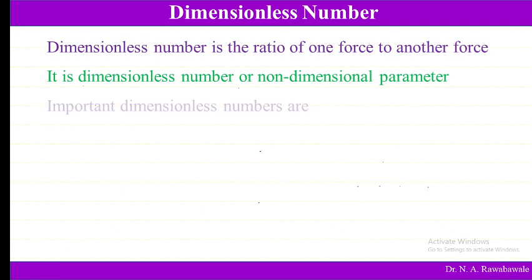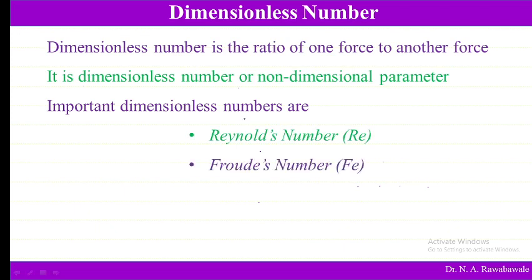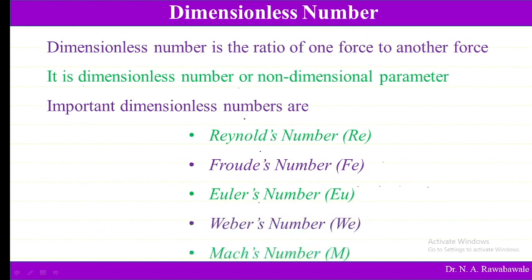These non-dimensional parameters, or dimensionless numbers, are Reynolds number, Froude's number, Euler's number, Weber's number, and Mach number. These are the 5 important dimensionless numbers that we are going to study today, one by one. Reynolds number is represented by Re, Froude's number by Fr, Euler's number by Eu, Weber's number by We, and Mach number by M.